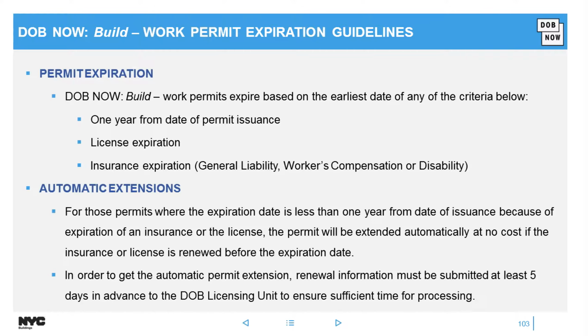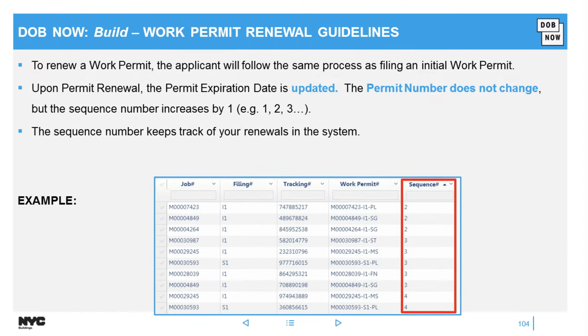Don't forget that it expires at the earliest date of any of the insurances there. And we also now offer automatic extensions for those permits free of charge. You just send it to us at least 5 days in advance, and we will extend it automatically if you renew it before the expiration date. Your work permit number, however, would not change. You would just see a new sequence number when you get to your work permits tab. Let's take an example for that plumbing at the end there. I renewed it 4 times, so I see a 4 in the sequence column.